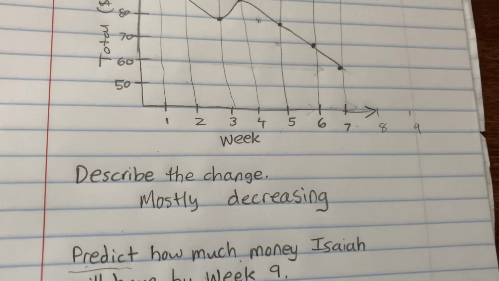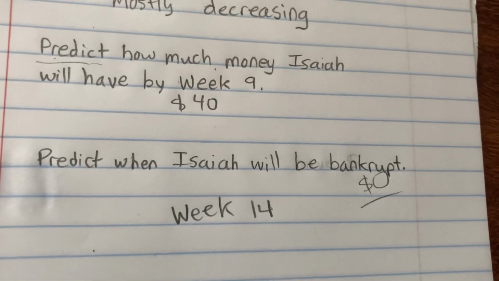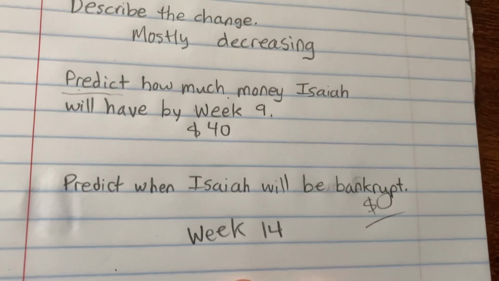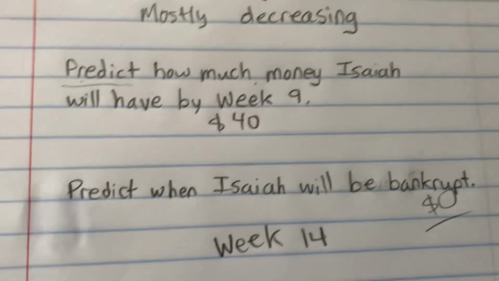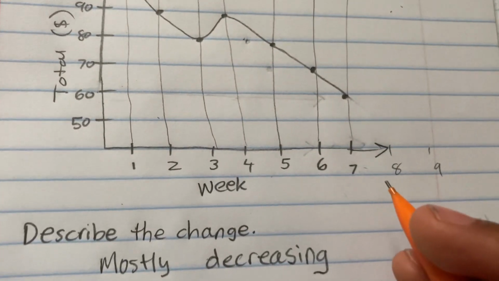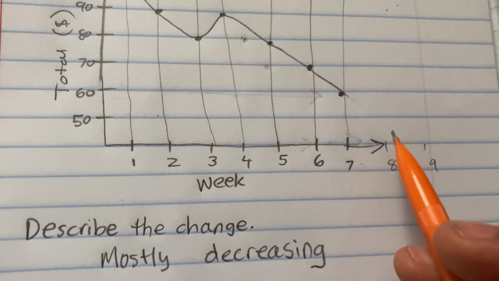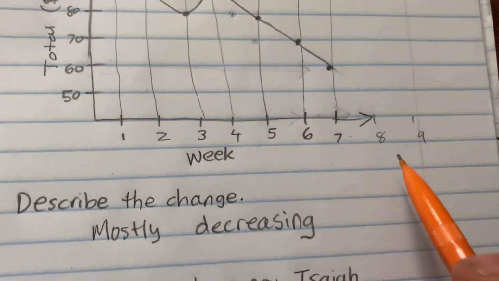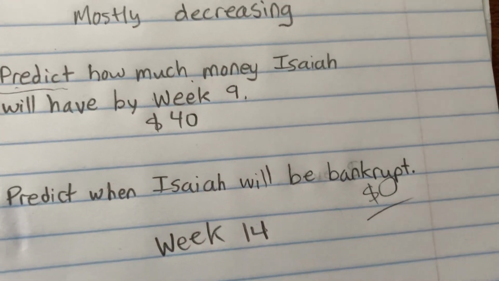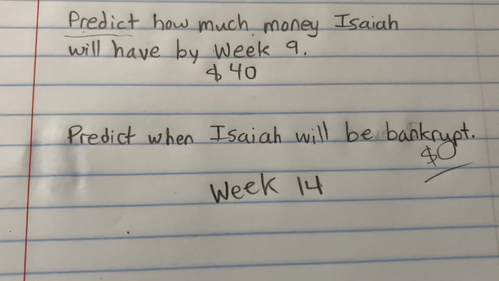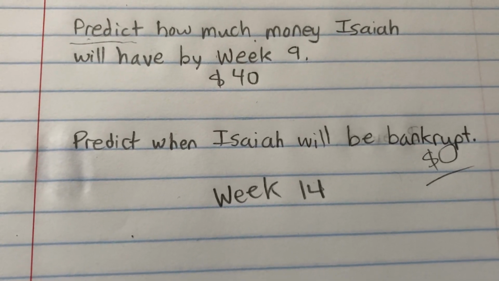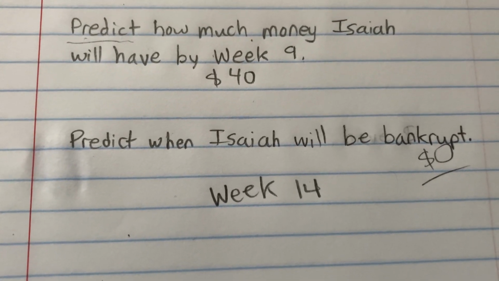Because remember, you're predicting. So maybe week 14. It might be quite a while. So maybe not week 8. Week 8, he might have around $50 or $40. But maybe by week 14, he might not have any money. Remember, your answers have to be reasonable. They don't have to be exact, but they have to be reasonable.